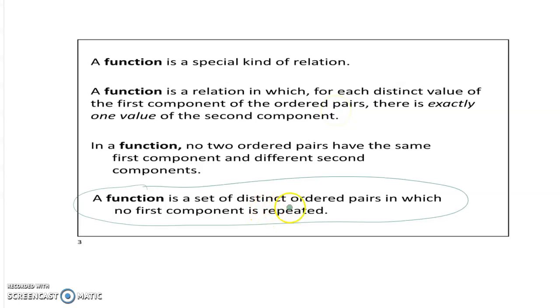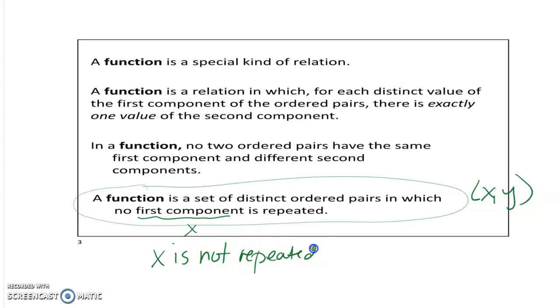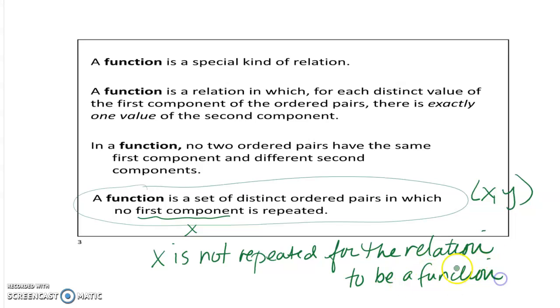It is a set of distinct ordered pairs in which no first component is repeated. The first component is x, because normally when we write it, we write x, y, so this is our first component and this is our second. So x is not repeated for the relation to be a function. In this whole section, both sections actually, all we have to do is see whether x is repeated.